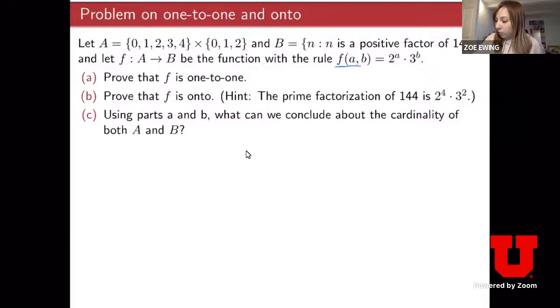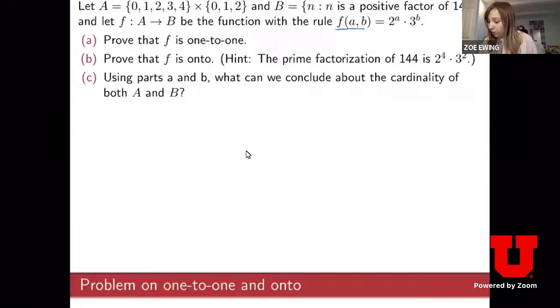So just remember that in f of (a, b), a is an element of this set, and b is an element of this set. The ordered pair itself is the input, and it's the domain, and our codomain is going to be whatever is the product of these two numbers. So we want to prove that f is 1-to-1.